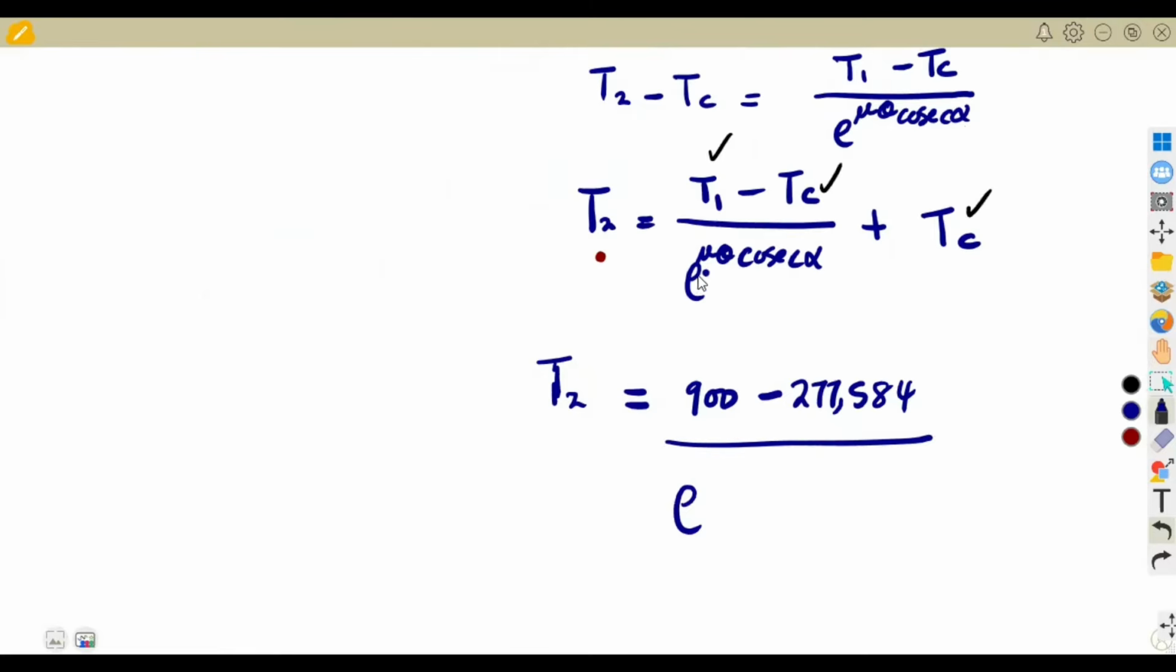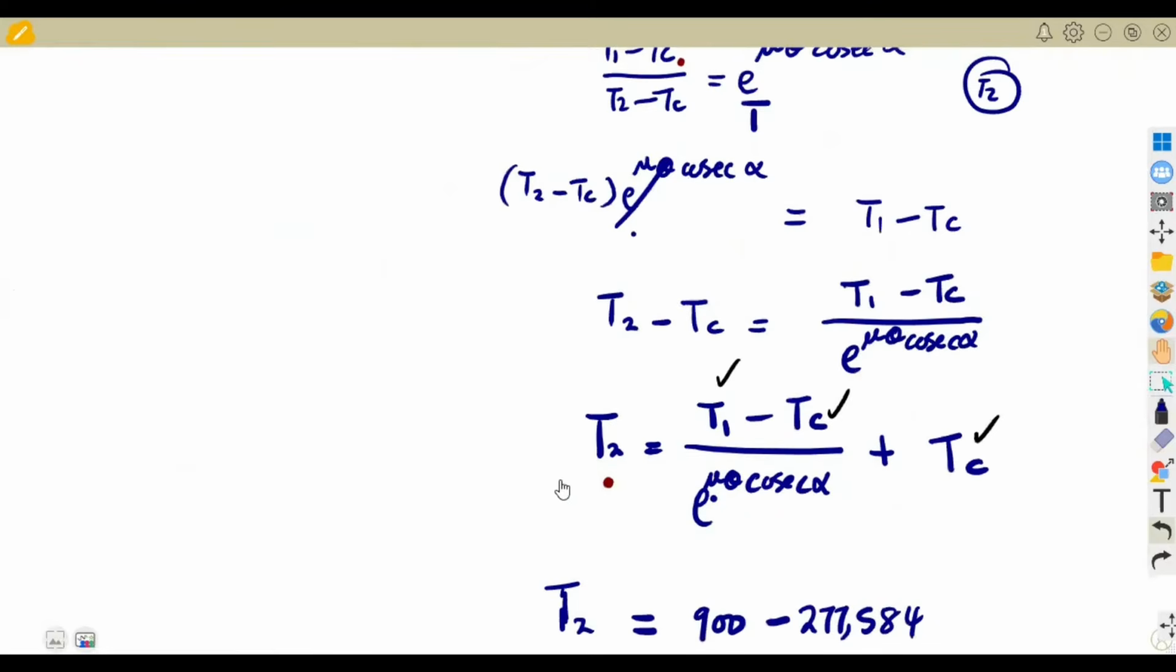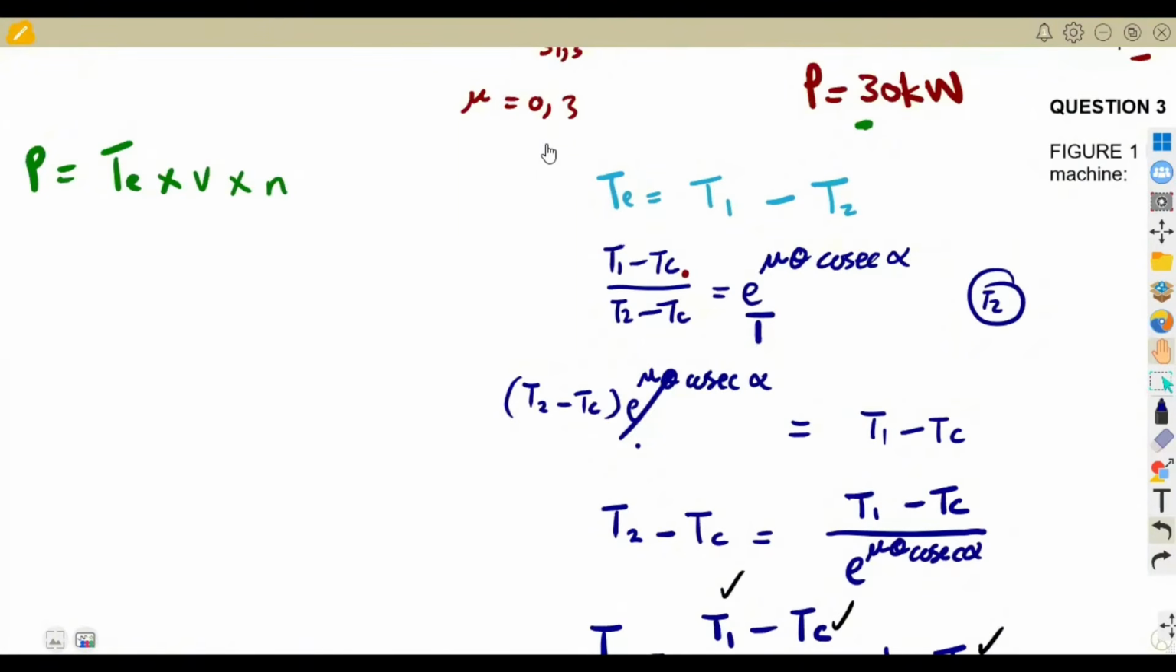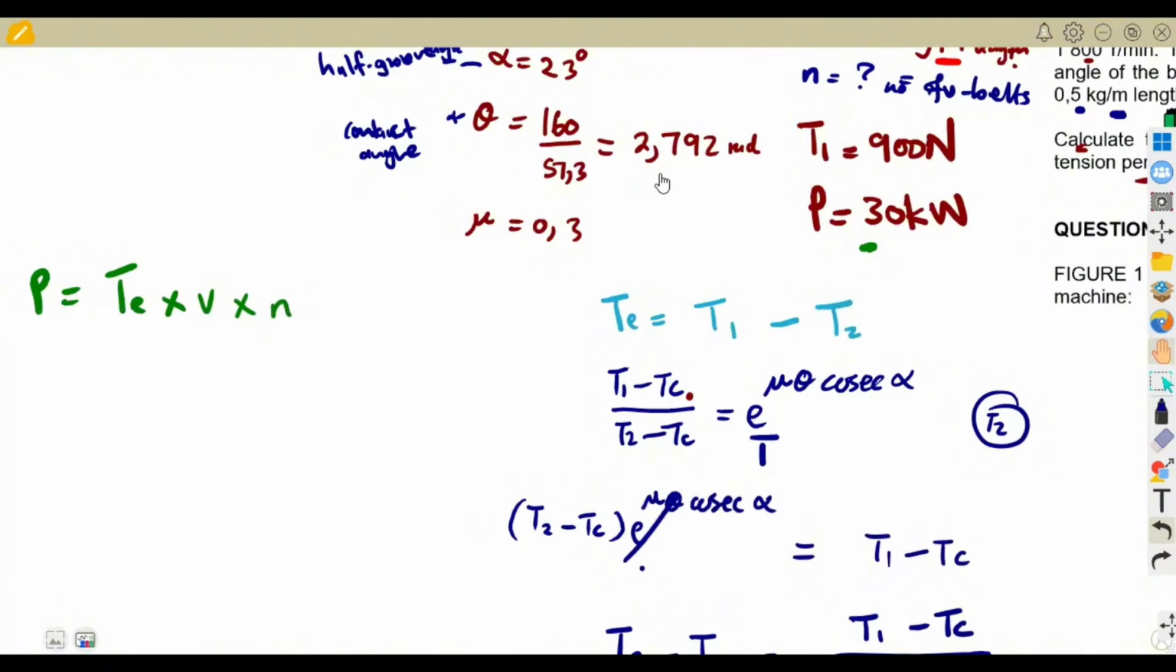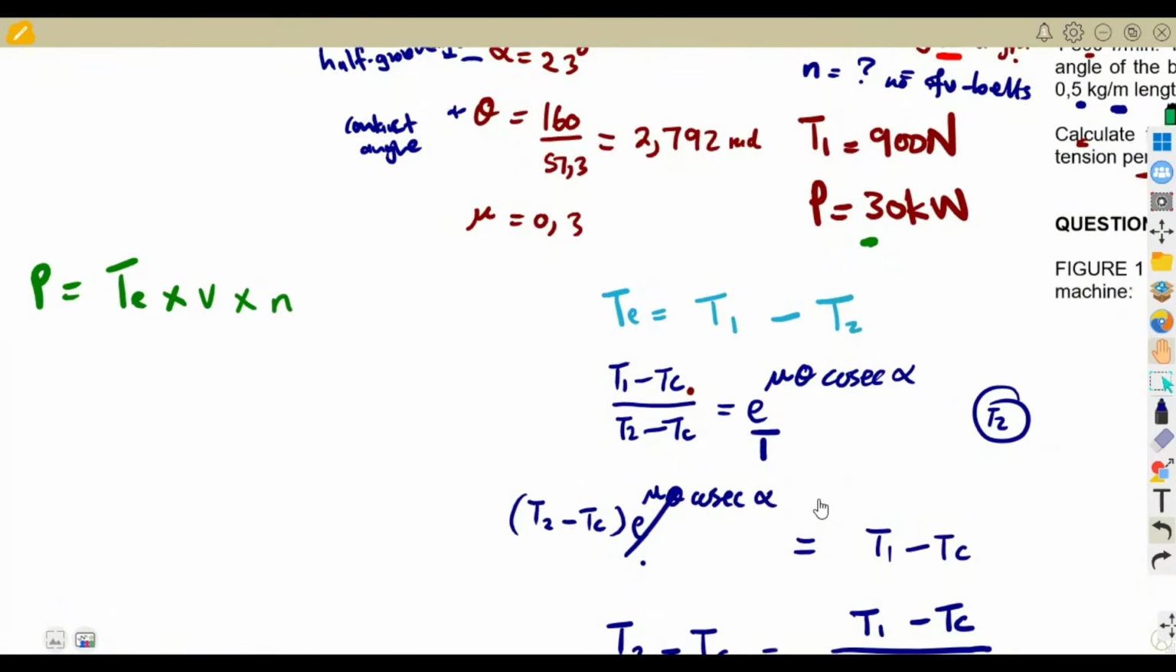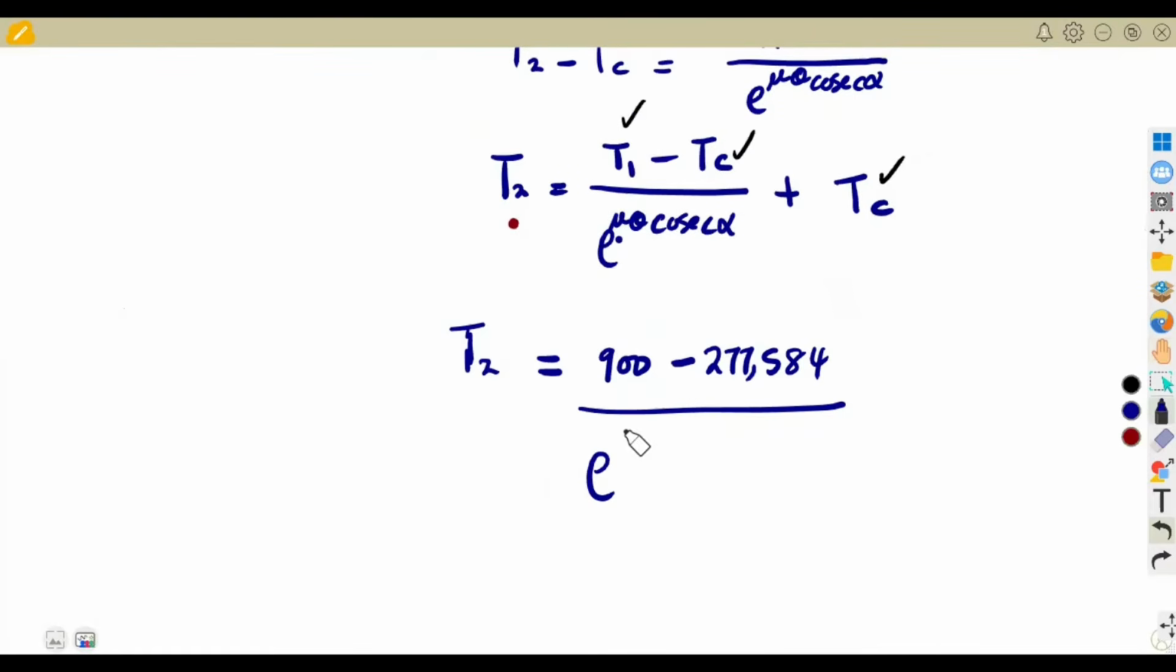This is the coefficient of friction. Remember, our coefficient of friction is 0.3. The coefficient of friction here is 0.3. And our theta is the contact angle. You take it in radians. This one, theta, you take it in what? In radians. So it's 0.3 times theta. That's the coefficient of friction, 0.3, times the angle of contact in radians, 2.792. Now let's go to this cosec.